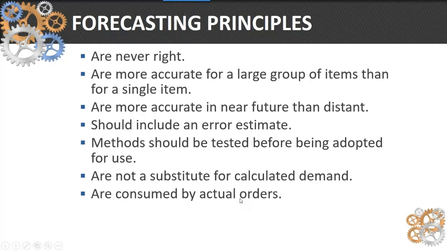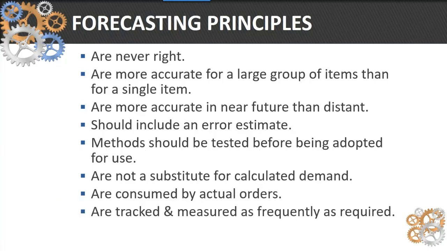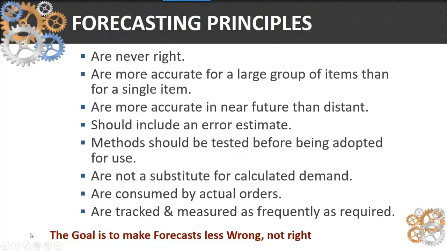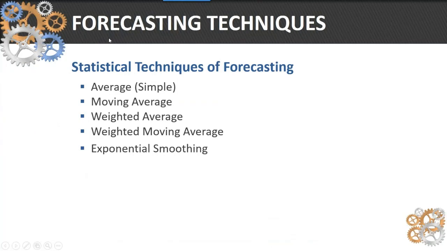All actual forecasts are consumed by orders, and there's a field in QAD that we can use to do that. And you need to track and measure as frequently as required. And this "as required" typically gets ignored. It should be at least monthly. I see a lot of organizations only tracking and measuring forecasts on either a quarterly, sometimes a semi-annual, and God forbid an annual basis. The goal for forecasting is not to make forecasts right, it's to make forecasts less wrong, more accurate.